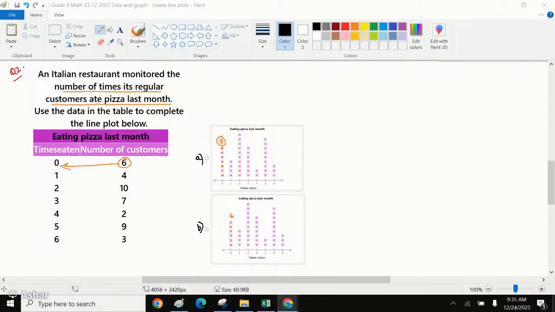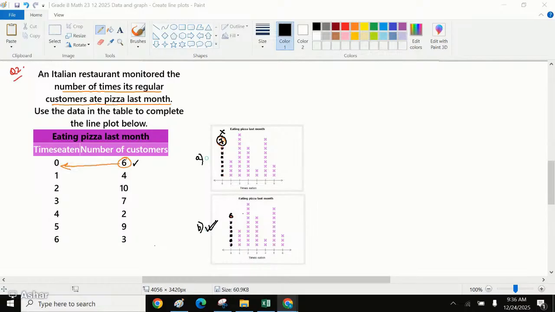Because times 6 customers, 8 did not order pizza. That means the first column for 0 should be equal to 6. Okay, that means option B is the correct option, because when we count this 1, 2, 3, 4, 5, and 6, this is also 6. But when we count this 1, 2, 3, 4, 5, 6, and 7, the first value was not equal. That means this is incorrect, right? Option B is the correct option.